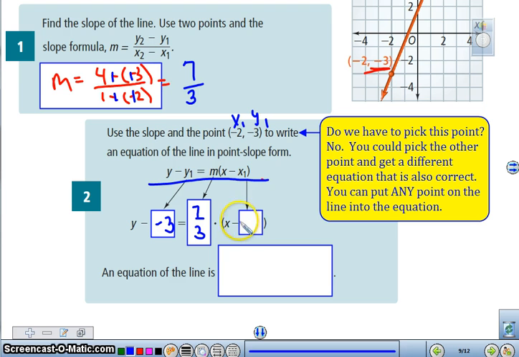Now again, we don't want to leave minus a negative in our equations, so when you rewrite your equation, it'll be y plus 3 is equal to the slope, 7/3, times the quantity, x, plus 2. And you are done writing your equation.